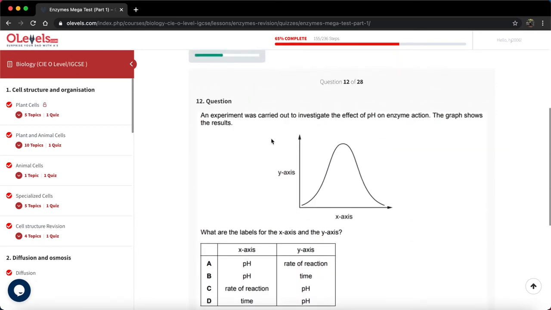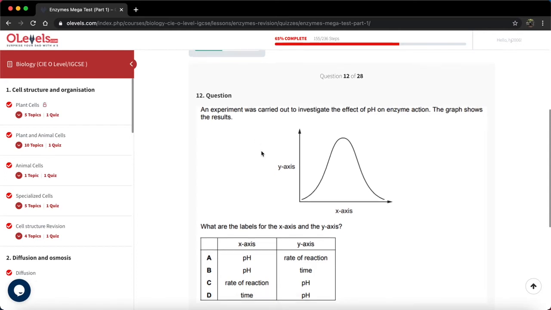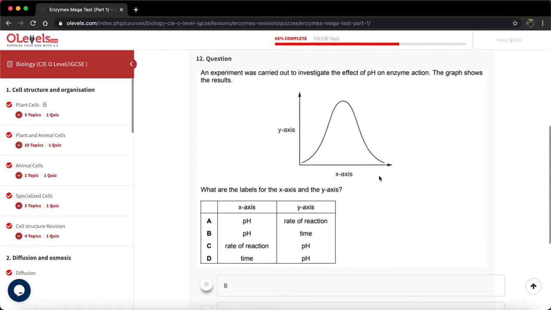Next. Now an experiment was carried out to investigate the effect of pH on enzyme action. The graph shows the result, with the y-axis and x-axis. This vertical axis is known as the y-axis, and this horizontal axis is known as the x-axis. What are the labels of the x-axis and the y-axis?